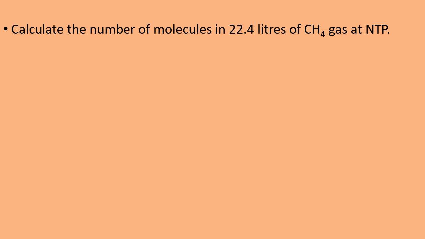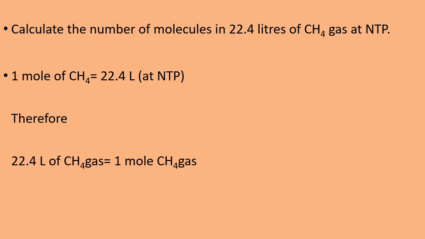Now calculate the number of molecules in 22.4 liters of CH4 methane. Again, Avogadro law for the gas. 22.4 liters of any gas means 1 mole. So 22.4 liters of CH4 means 1 mole. 1 mole means what? 6.022 into 10 to the power 23 molecules of methane. Answer is here only.